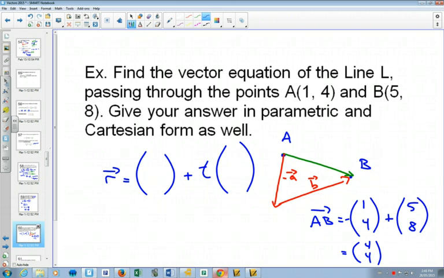So now when we go to make our vector equation of a line, you can choose any point for your point. So if you chose A and put 1, 4 here, that would be right. If you chose B and put 5, 8 there, it would be right. It doesn't matter which point. It just has to be any point on the line. Then our direction vector, since we figured out it's 4, 4, that would be right.